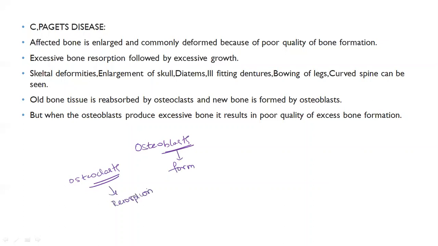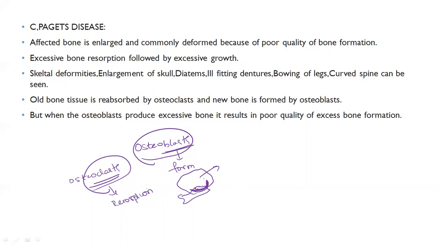When there is a problem, there is excessive resorption and excessive bone growth. Suppose this part is where osteoclasts have acted. Now, instead of just filling this portion, osteoblasts will fill such a huge portion, and this bone is not as strong as the original bone. This is what happens in Paget's disease.